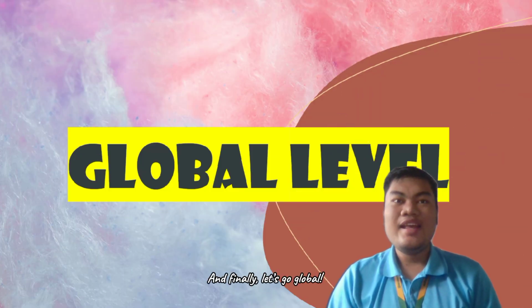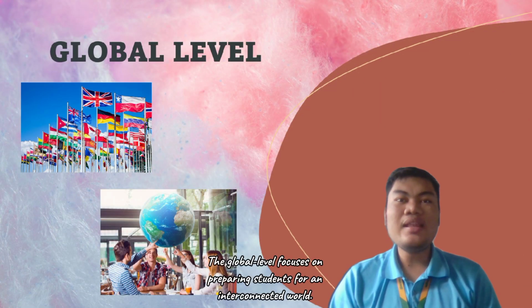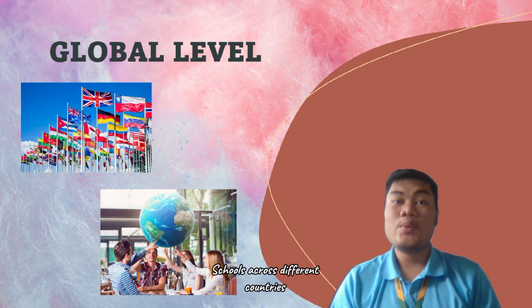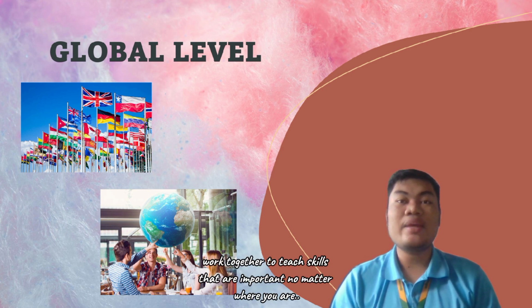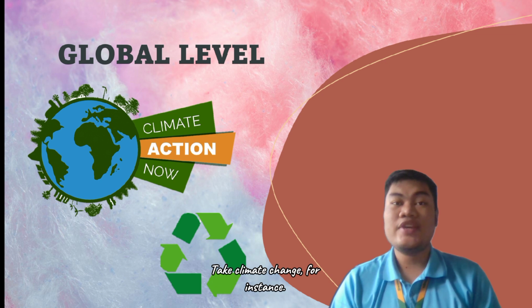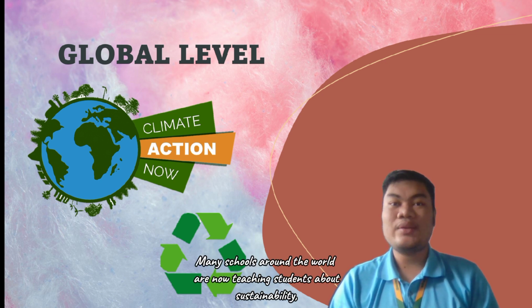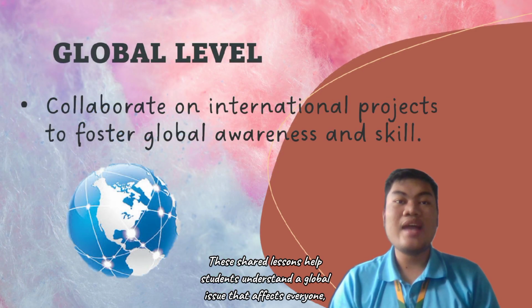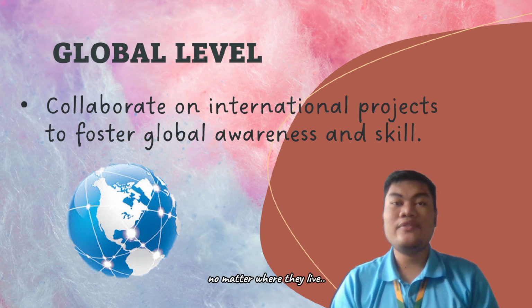And finally, let's go global. The global level focuses on preparing students for an interconnected world. Schools across different countries work together to teach skills that are important no matter where you are. Take climate change, for instance. Many schools around the world are now teaching students about sustainability, recycling, and environmental science. These shared lessons help students understand a global issue that affects everyone, no matter where they live.